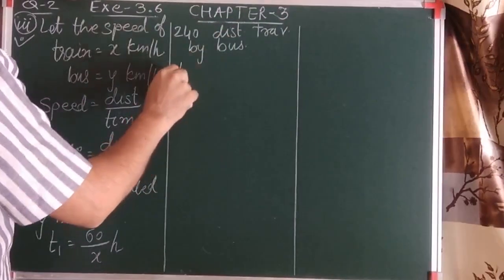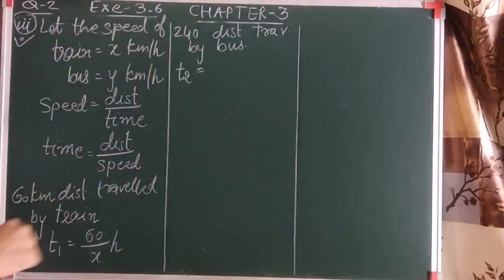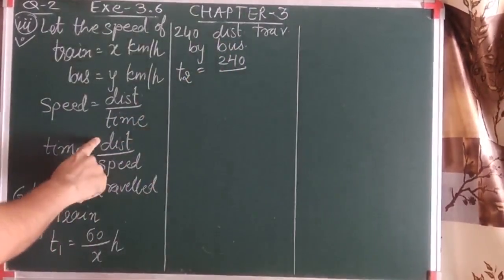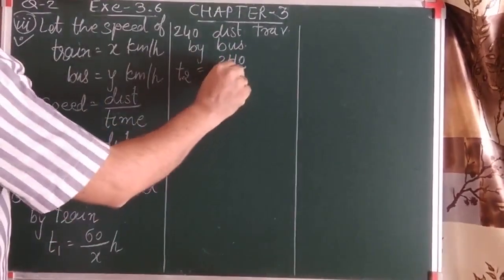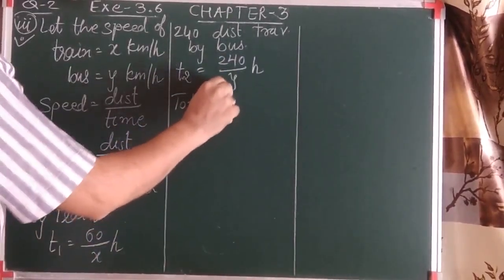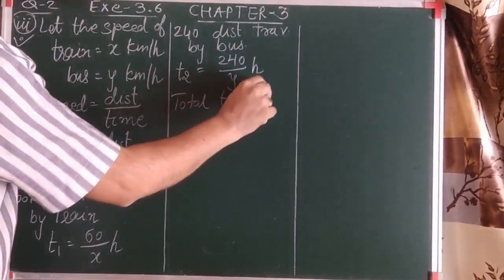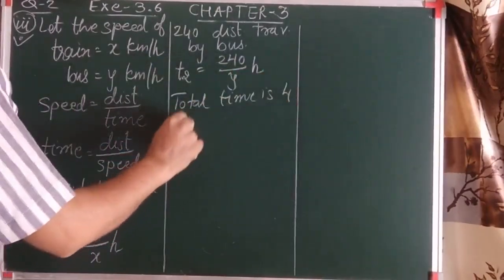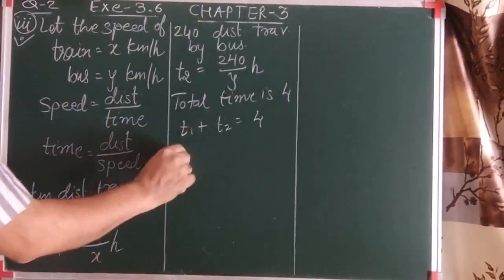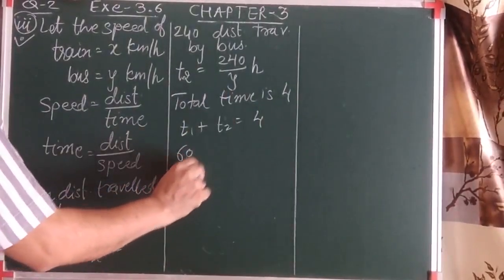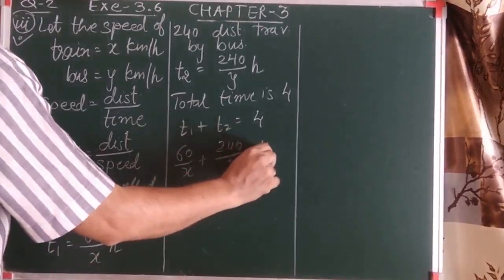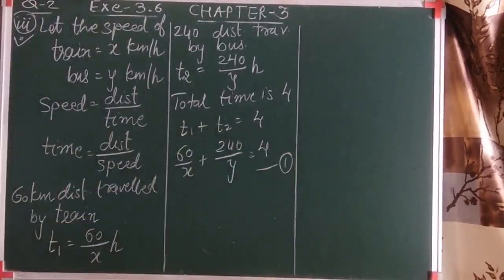So let us form the second, that is the time taken by bus, which is again the distance upon speed. Speed of the bus is y. Now total time is given, 4 hours. We can say that T1 plus T2 is equal to 4. T1, that is 60 by x, plus 240 upon y is equal to 4. We can call this equation number 1.